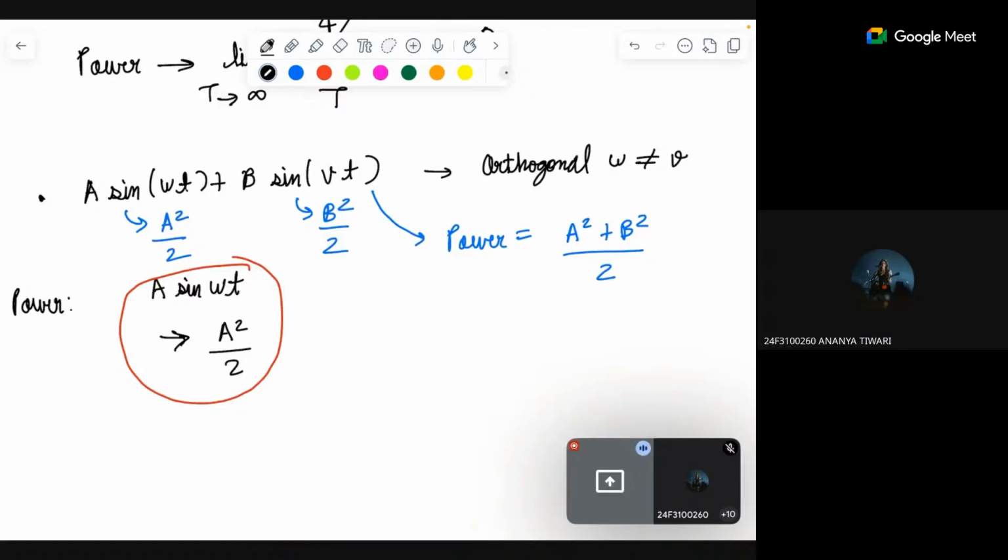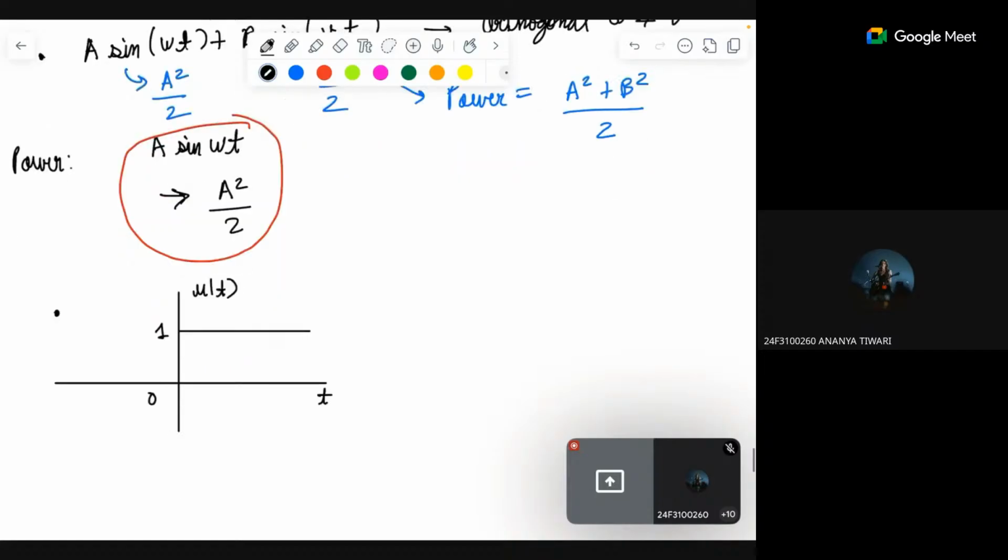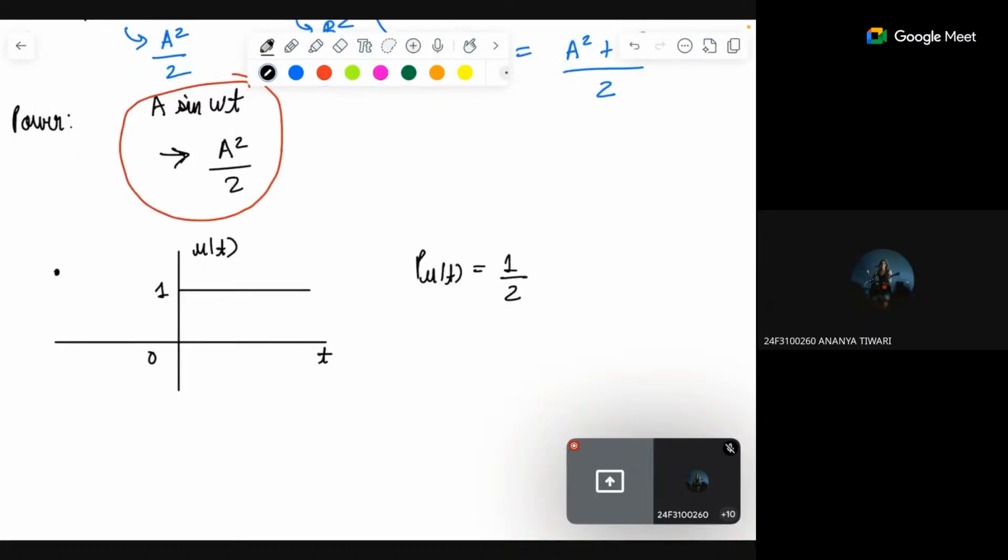All right, is that fine? Yes, ma'am. Okay, now do you remember our good old unit step signal? What will be the power of the unit step signal? The power of the unit step signal will be half. Do you want me to calculate it? Yes, ma'am. Okay.